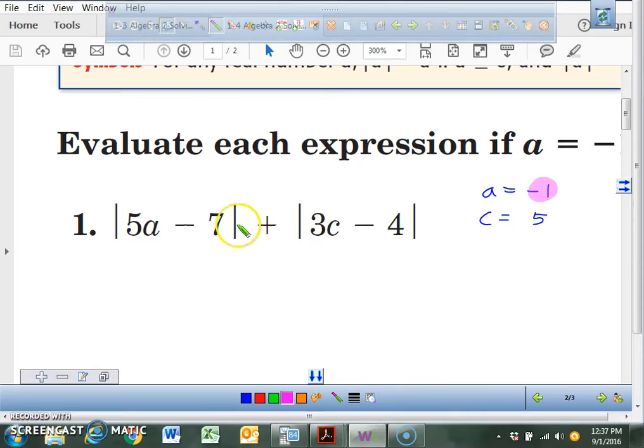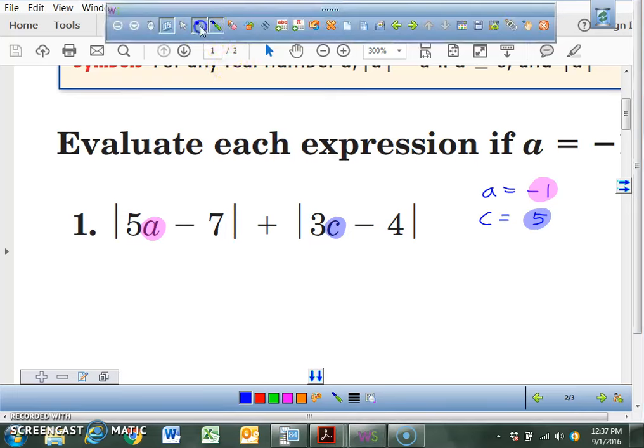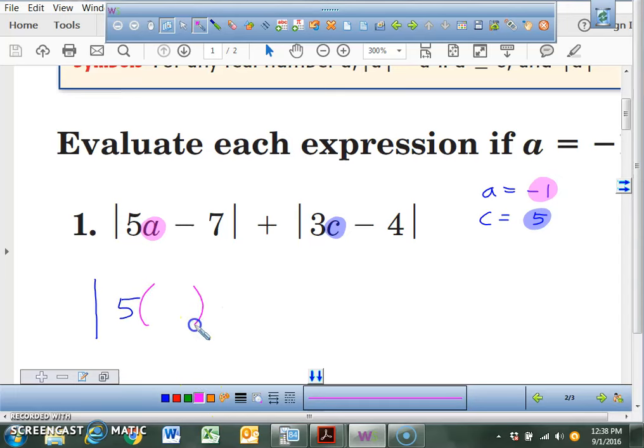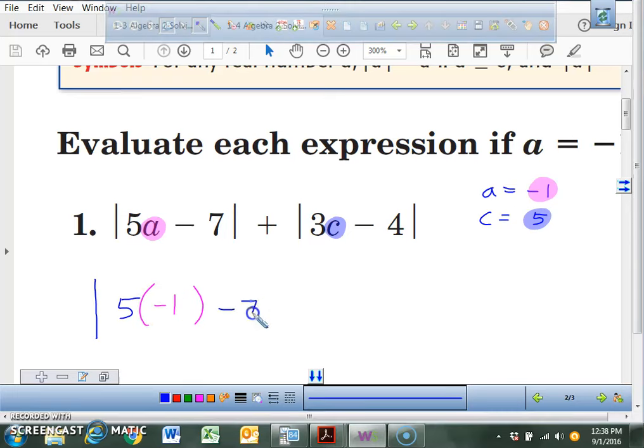Alright, so here we go. We're going to plug in the A value right here, and then plug in the C value right here. What do I like you guys to use when you're plugging in numbers for letters or variables? That's right, parentheses. So here we go. Absolute value of 5 times, open up the parentheses, and what am I going to plug in there? -1. Then I'm going to say -7. I'm going to close the absolute value box.